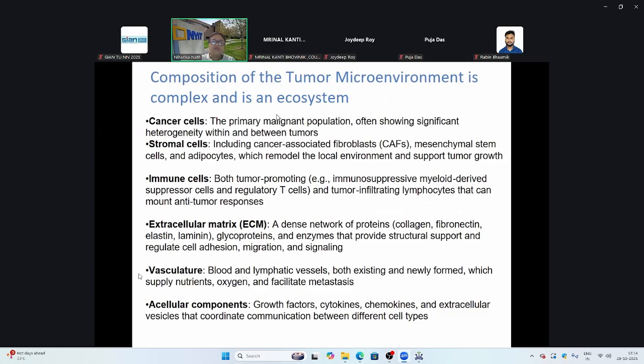Some of these slides will have a lot of things written on them just so that later on you can go back to it. So the composition of the TME is complex, and again, it's an ecosystem. The cancer cells, the stromal cells, the immune cells, and the ECM. So this is just a breakup of this simple slide here. This is broken down if you wanted to read some more, in more detail, but we're going to cover each of them.